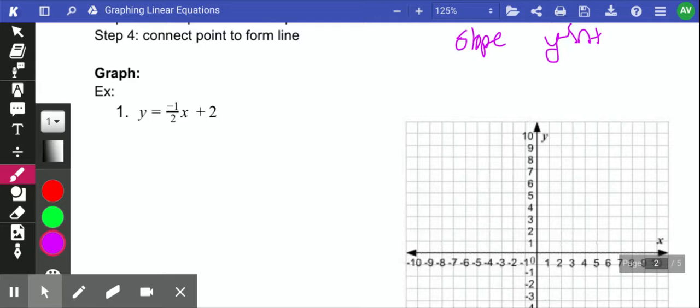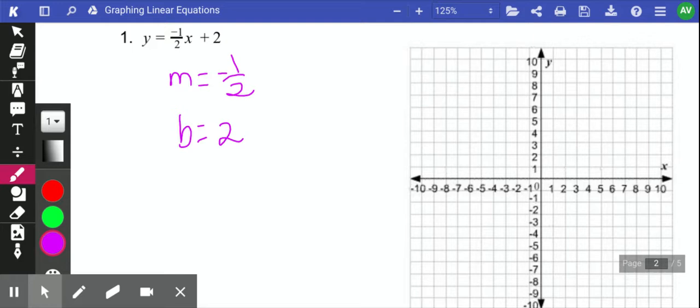All right, so in this one, let's identify them. The slope would be m is -1/2. And the y-intercept, the b, is 2. So when I go to graph this, I'm going to start at the y-intercept, which is 2. So the y-intercept is always on the y-axis. Okay, that's how you can recognize it.